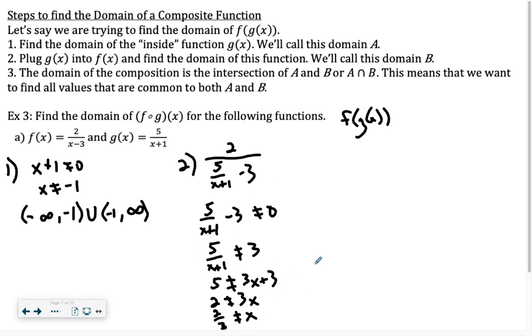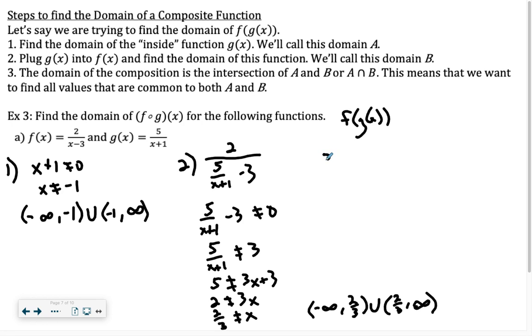So the domain here for step 2, write it. Okay, if we're only skipping 2/3, I would say, well, I'm going from negative infinity up to 2/3, skipping that, and then union that with 2/3 to infinity. So now I want the intersection of these two sets. Okay, the intersection is all the values that are the same in both of these. So I'm excluding two values. I'm excluding negative 1 and I'm excluding 2/3.